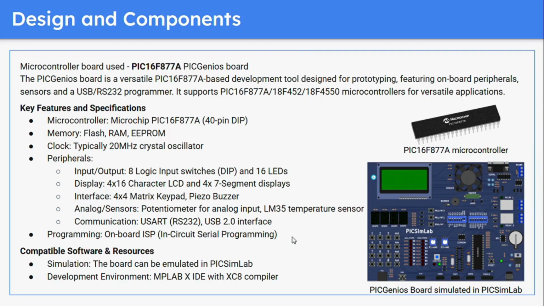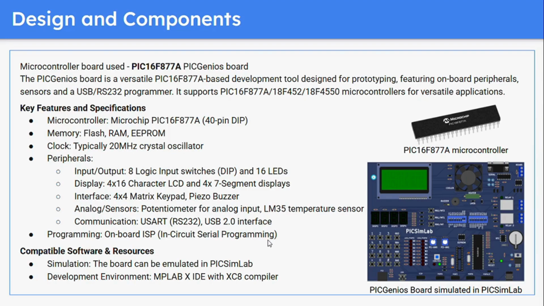The interfaces provided by the board are a 4x4 matrix keypad and a piezo buzzer. The board also provides analog sensors, which are a potentiometer for analog input and an LM35 temperature sensor. For communication, the board makes use of USART and a USB 2.0 interface. The board is programmed by using onboard ISP, which is in-circuit serial programming.